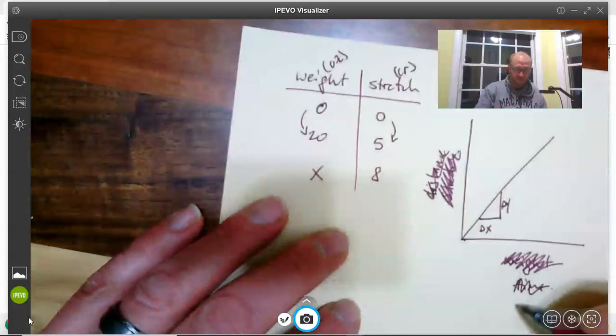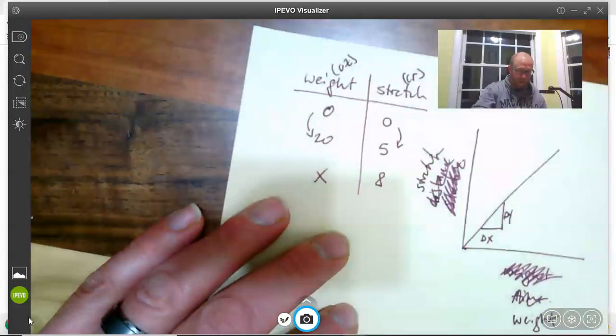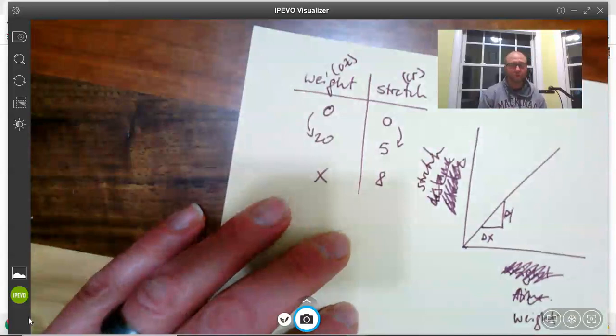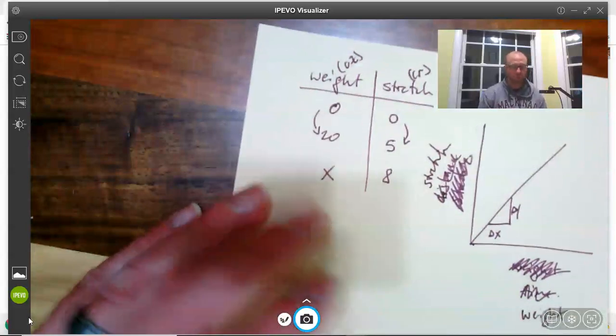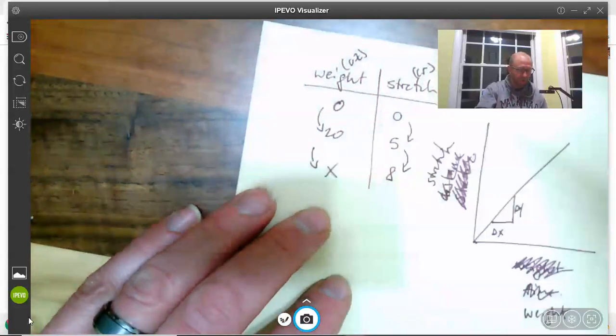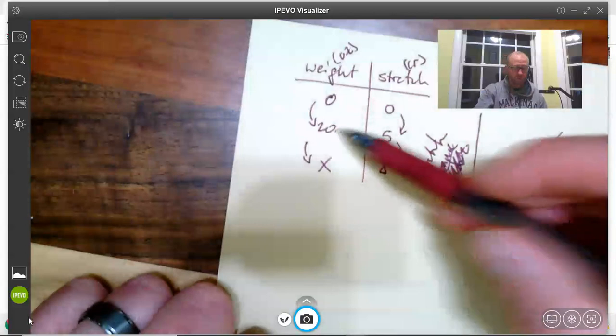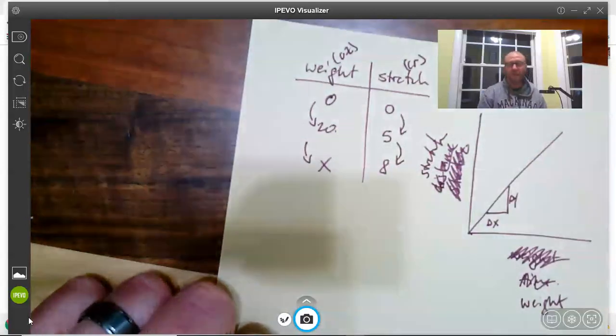It could be, for example, weight and stretch. Right? It would be the same thing. Weight per stretch, or stretch per weight, sorry. Right? And then here, a variety of different ways we can look at figuring out what this x is. We can set up a proportion. We'd know that 20 to 5 is the same as x to 8.